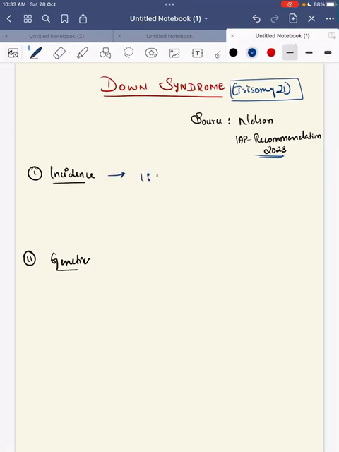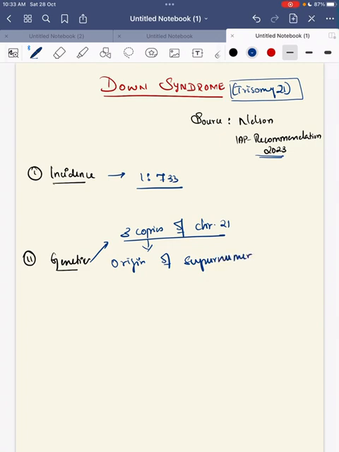Starting off with its incidence, it occurs in 1 in 733 children. Going on to its genetics, everybody knows Down syndrome is trisomy 21. There will be 3 copies of chromosome number 21. Now, the origin of this third copy, the supernumerary chromosome.